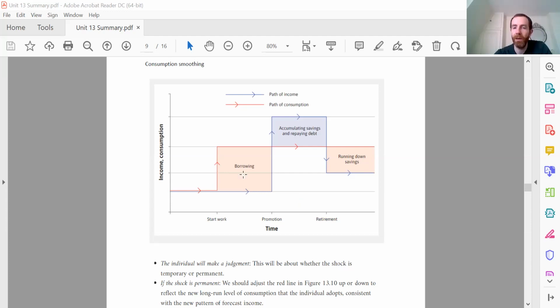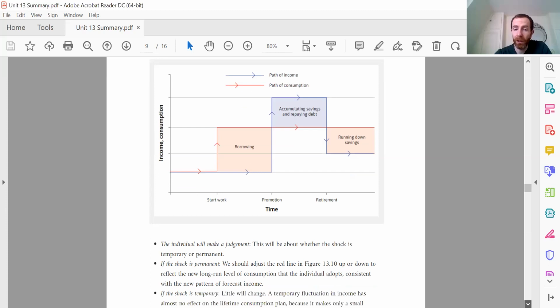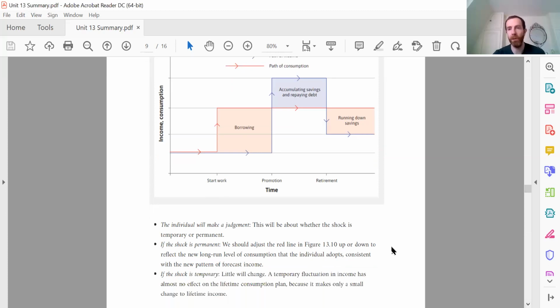They use a bit of borrowing, a bit of saving in order to keep that level of consumption pretty constant. Now, what if they experience a shock? Well, how they're going to respond depends on the type of shock. So we've got three elements to what they're going to do. The first thing is they have to make a judgment about whether that shock is going to have a temporary impact on their income or whether it's going to be a permanent one.